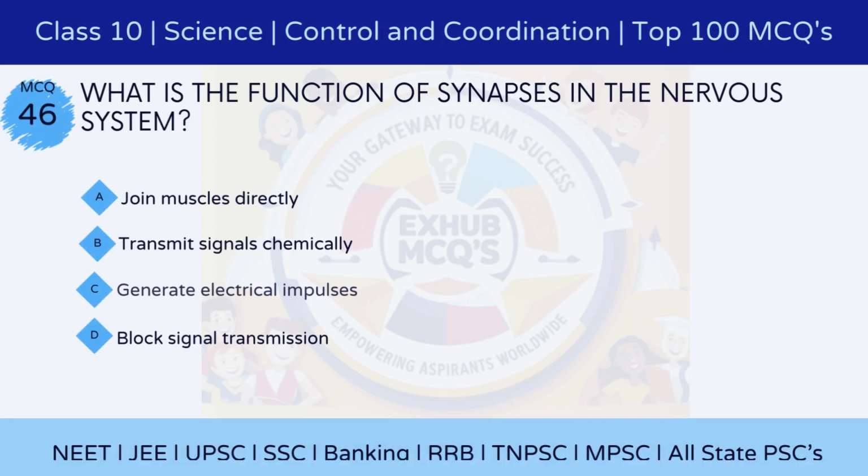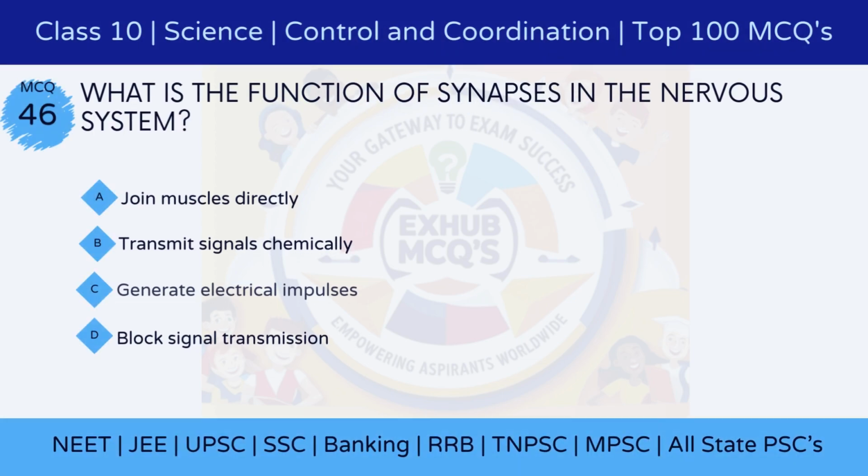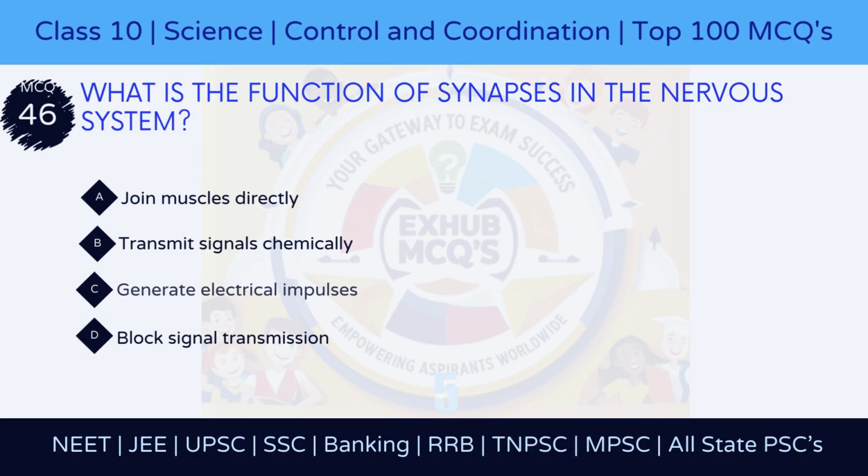MCQ 46. What is the function of synapses in the nervous system? Option A, join muscles directly. Option B, transmit signals chemically. Option C, generate electrical impulses. Option D, block signal transmission.